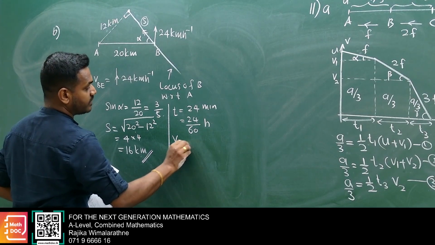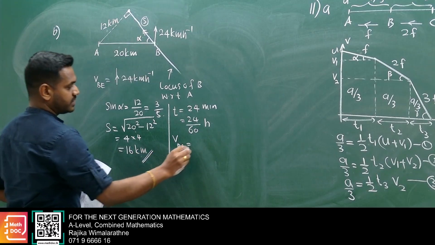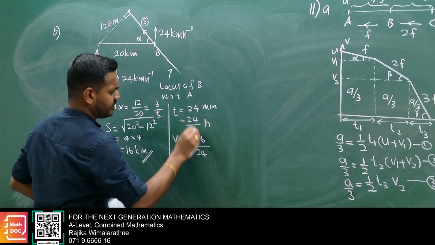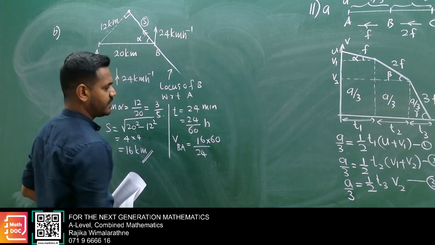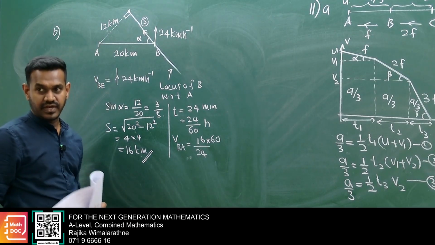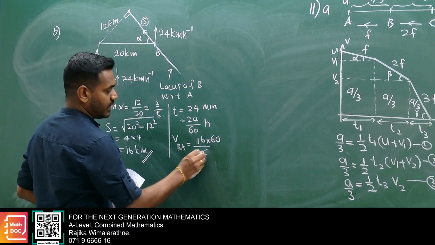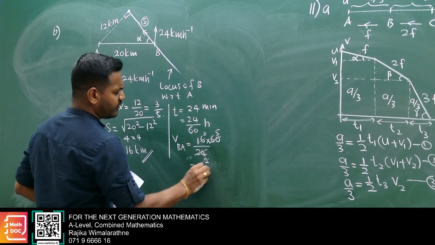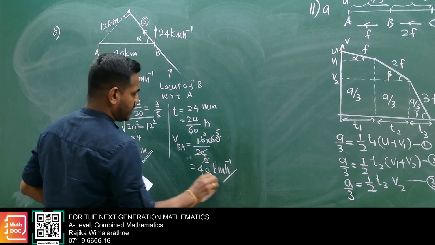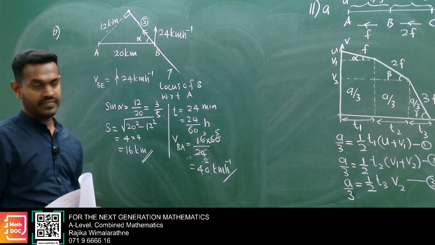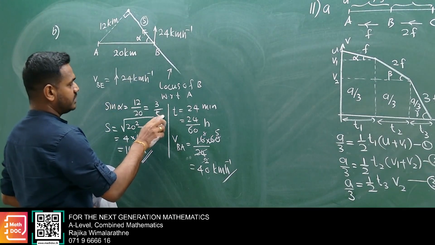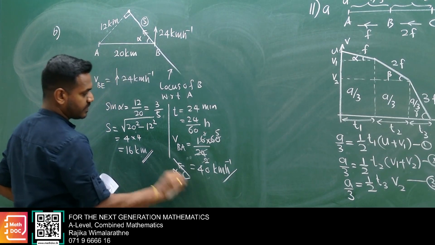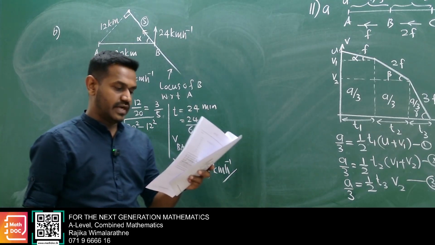Velocity of B with respect to A. Here displacement is known, time is known. Then displacement divided by time: 16 divided by 24 divided by 60. Here is the relative velocity. Now simplify: 12, 2, 5, 8. Then 40 kilometers per hour. Here the relative velocity is 40 kilometers per hour. Now we know its direction, angle alpha, with sin alpha 3/5. Now find the velocity of A.